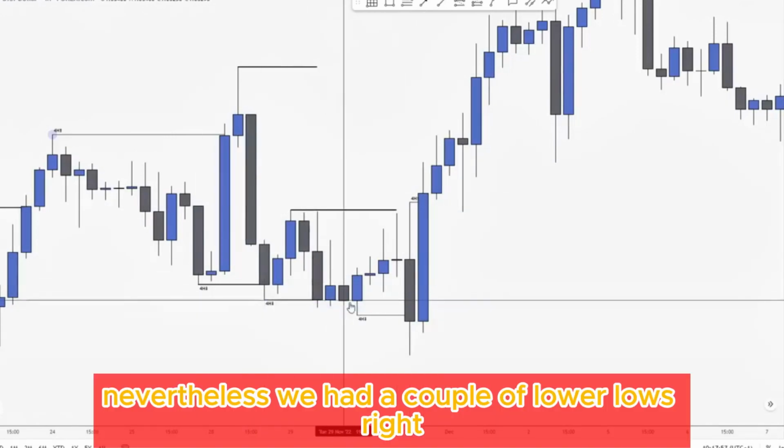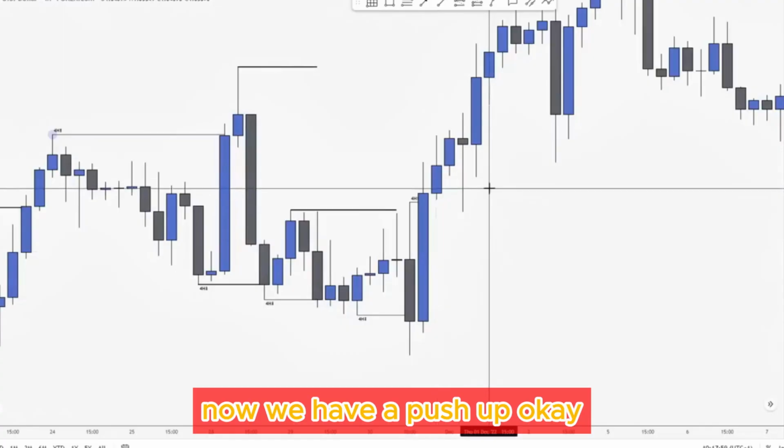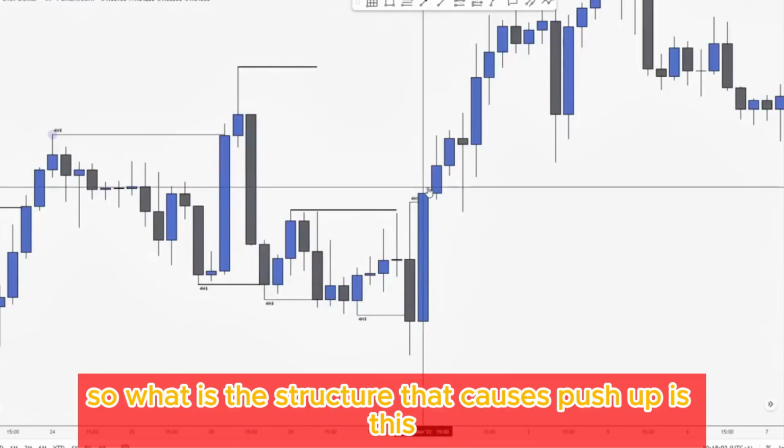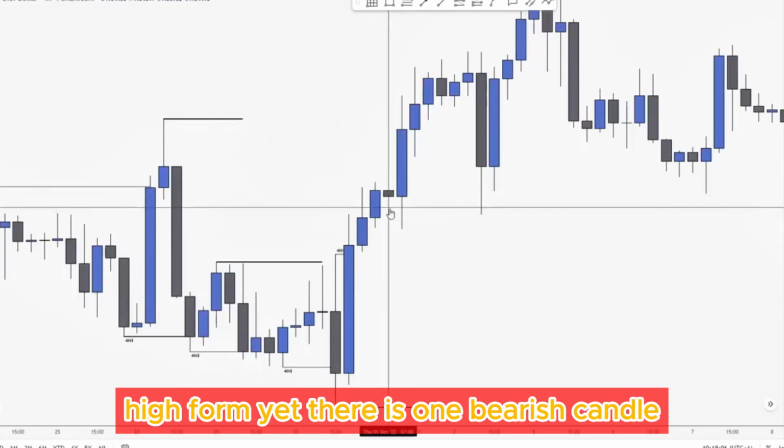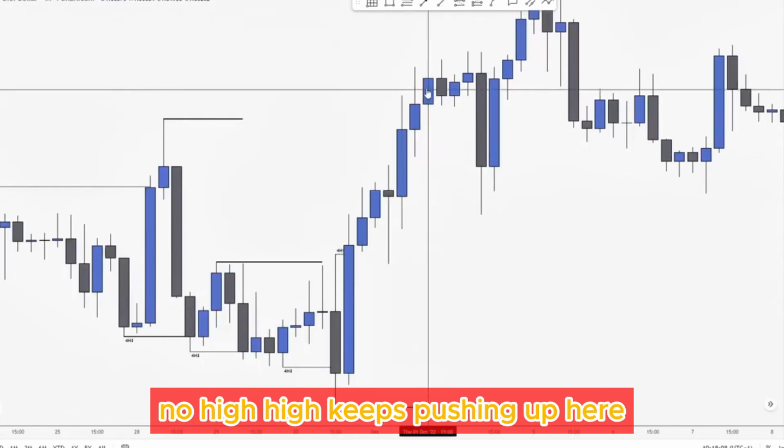Nevertheless, we have a couple of lower lows. Right now we have a push up, okay? So what is the structure that caused this push up? It's this, but we don't have a new higher high formed yet. There is one bearish candle, no higher high, it keeps pushing up.